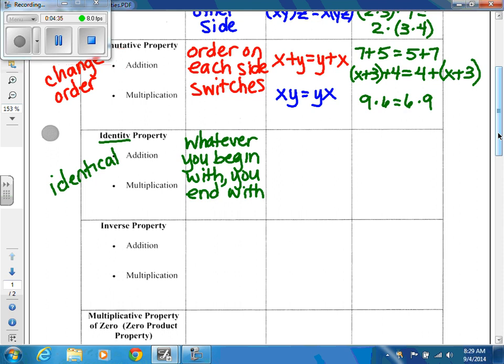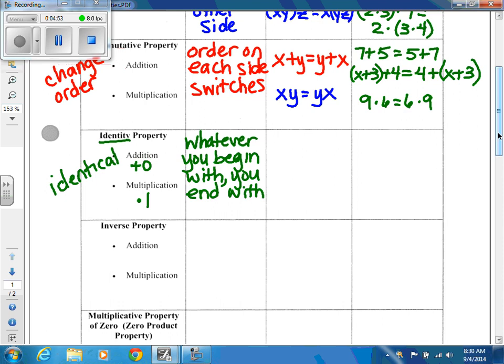Now, it's a little different for each operation. In addition, the way we end up with the same thing we started with is we add 0. In multiplication, we can't multiply by 0. That doesn't give us what we started with. We have to multiply by 1. So you do have to remember the differences in what you're looking at. But if you can remember the word identical, that kind of helps you out.